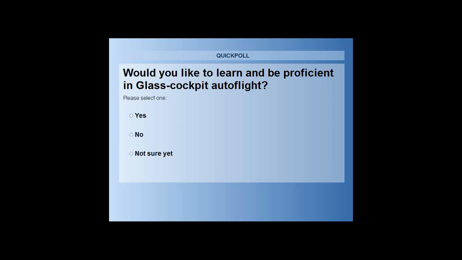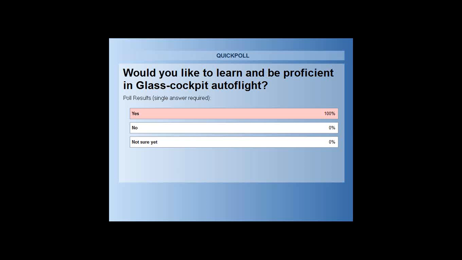Okay, I've got another question for you here. Would you like to learn and be proficient in Glass Cockpit Autoflight? Okay, I'm going to close that and share it with you. So, great, 100% of you say yes, you would like to learn it, and I know that some of you from that previous answer already are using it, and I would imagine that you said yes because you want to stay proficient in it.